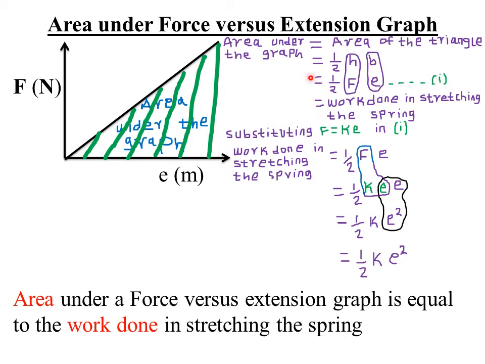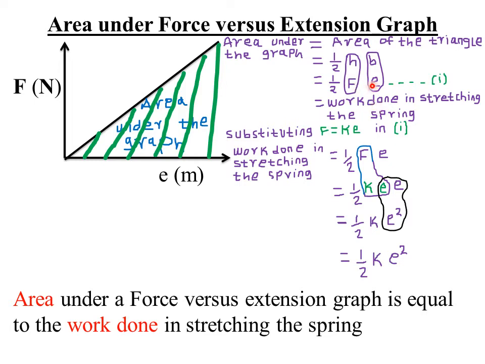Now remember that the area under the graph will always be equal to the work done in stretching the spring. So the area under the graph is equal to the work done in stretching the spring. In short, this area under the graph, which is a half force times extension, is equal to the work done in stretching the spring.